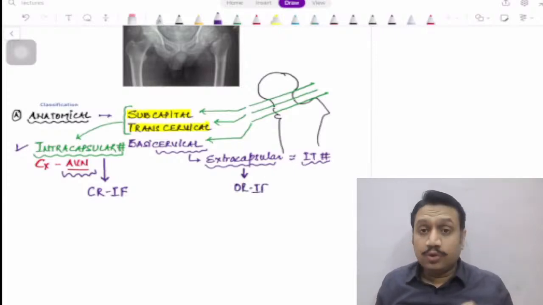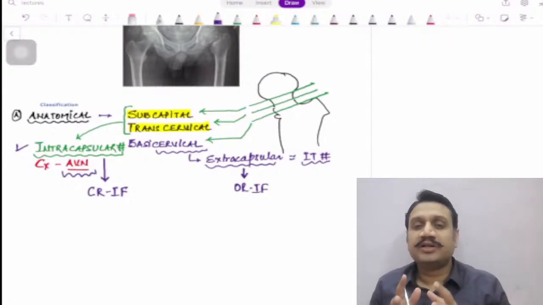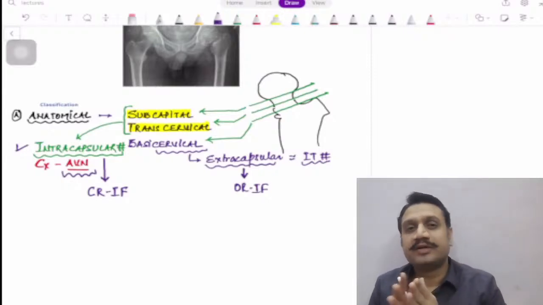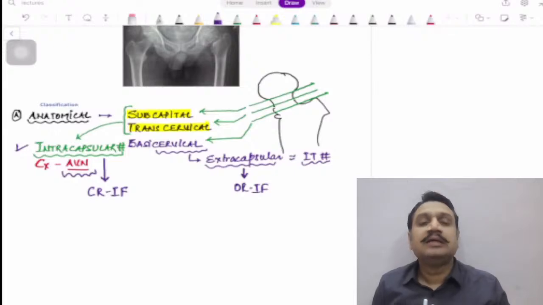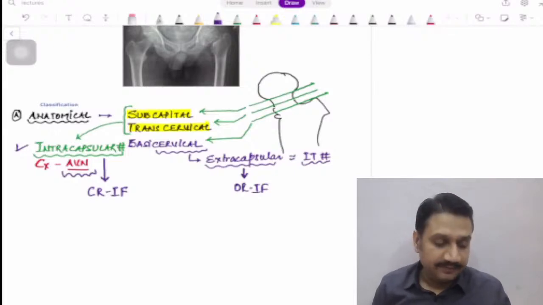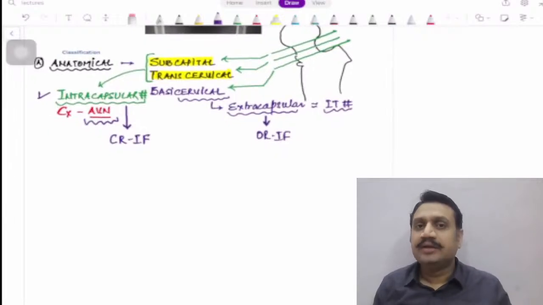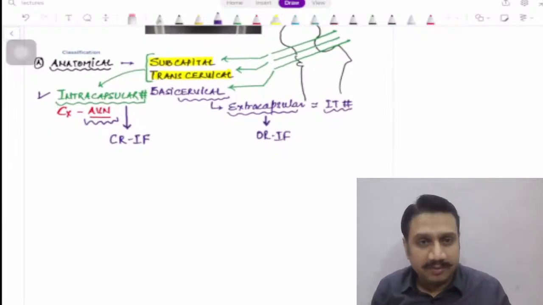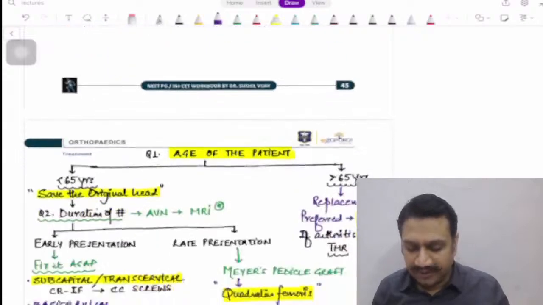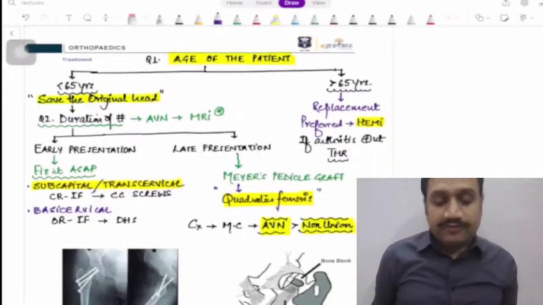So ORIF or CRIF, it depends upon whether you are working inside the capsule or outside the capsule. So subcapital, transcervical, and basicervical. Anatomically, the most important thing would be the treatment plan. This is a common thing to be asked, and please remember how to answer for the treatment plan as well.